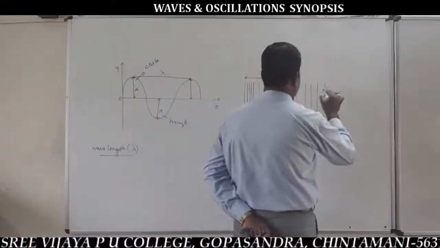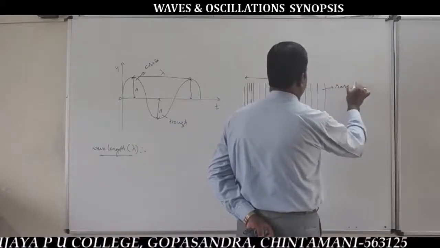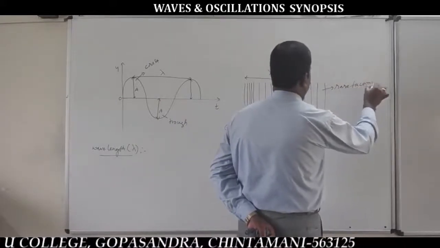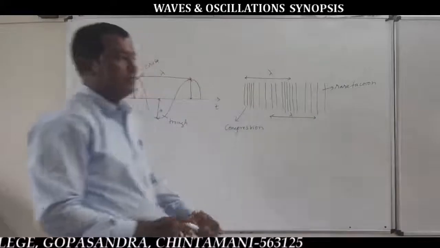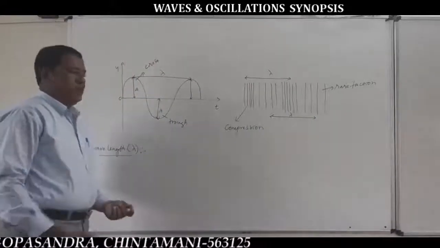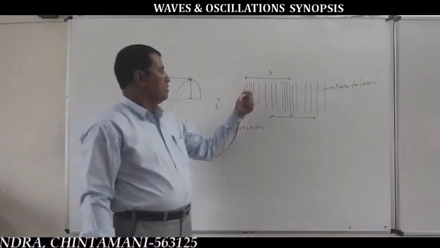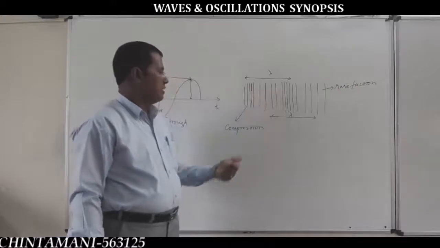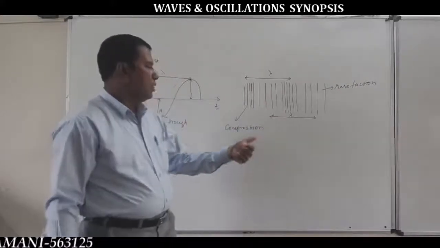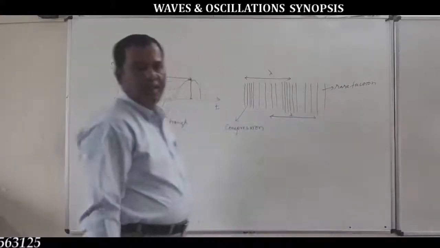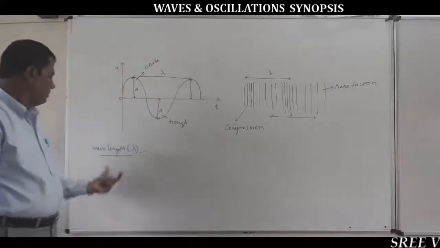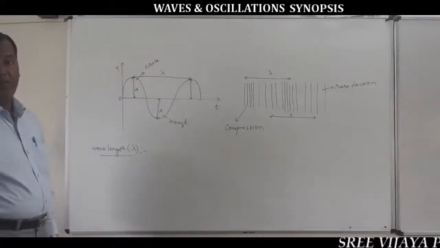Compression. Rarefaction. The distance between the midpoints of the consecutive compressions or the consecutive rarefactions in a longitudinal wave is also defined as wavelength.